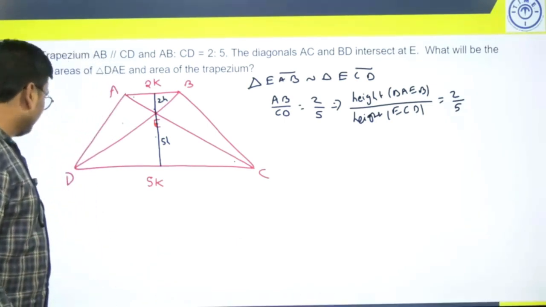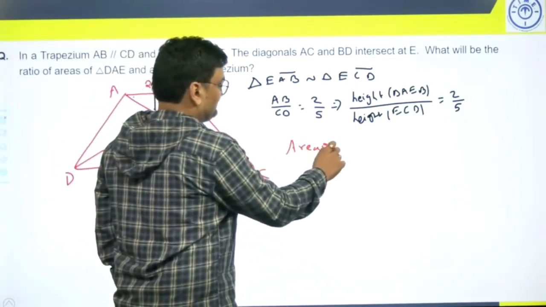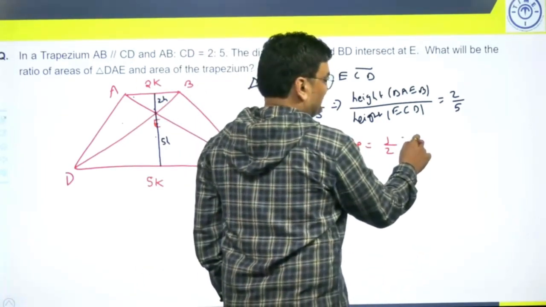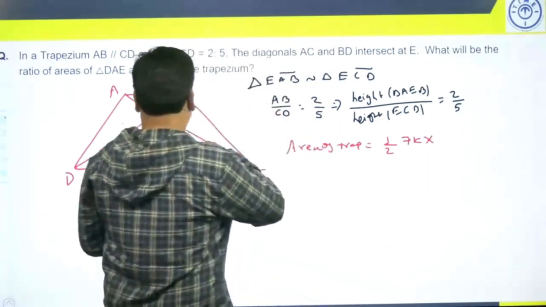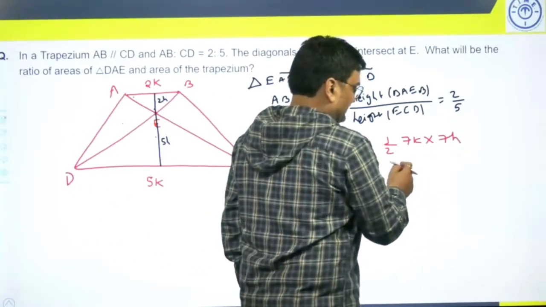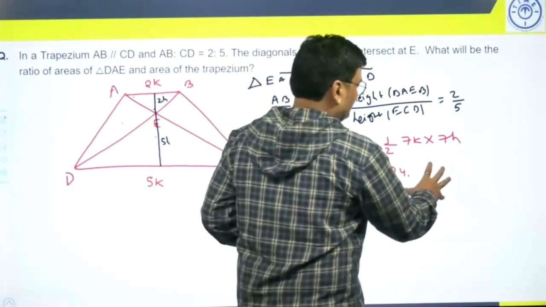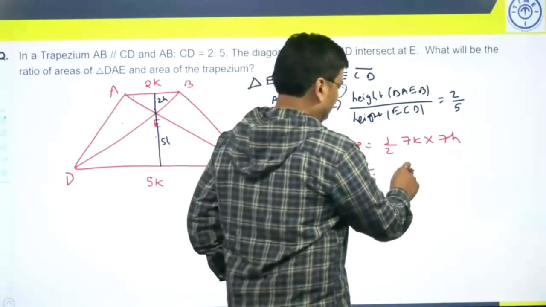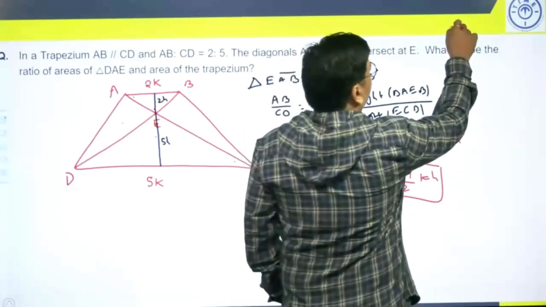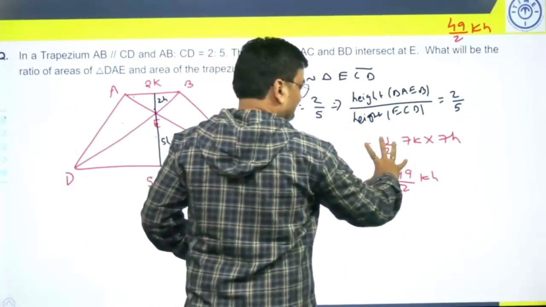So if this is the case, what will be the area of the trapezium? The area of the trapezium will be equal to what? Half the sum of the parallel sides, 2k plus 5k, 7k, into the height of the trapezium. What is the height of the trapezium? 5h plus 2h, 7h. So 7 into 7, 49 by 2, 24.5 k into h. Let us keep it as 49 by 2 because he is asking us the ratio finally. So this is the area of the trapezium. I write it somewhere, 49 by 2 k into h. I will just clean this.